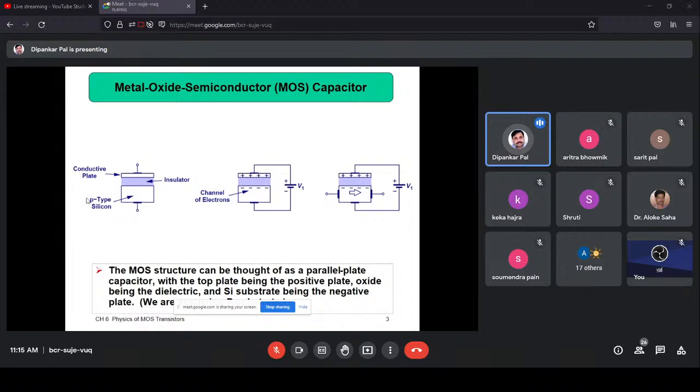Similarly, you have p-type silicon in the wafer area, but that is heavily doped, and the heavily doped p-type also becomes a conducting area. So you have two conductors, and in between you have an insulator. Silicon dioxide is an insulator. So this is a metal oxide semiconductor, MOS capacitor. We'll talk about MOS transistors a little later.